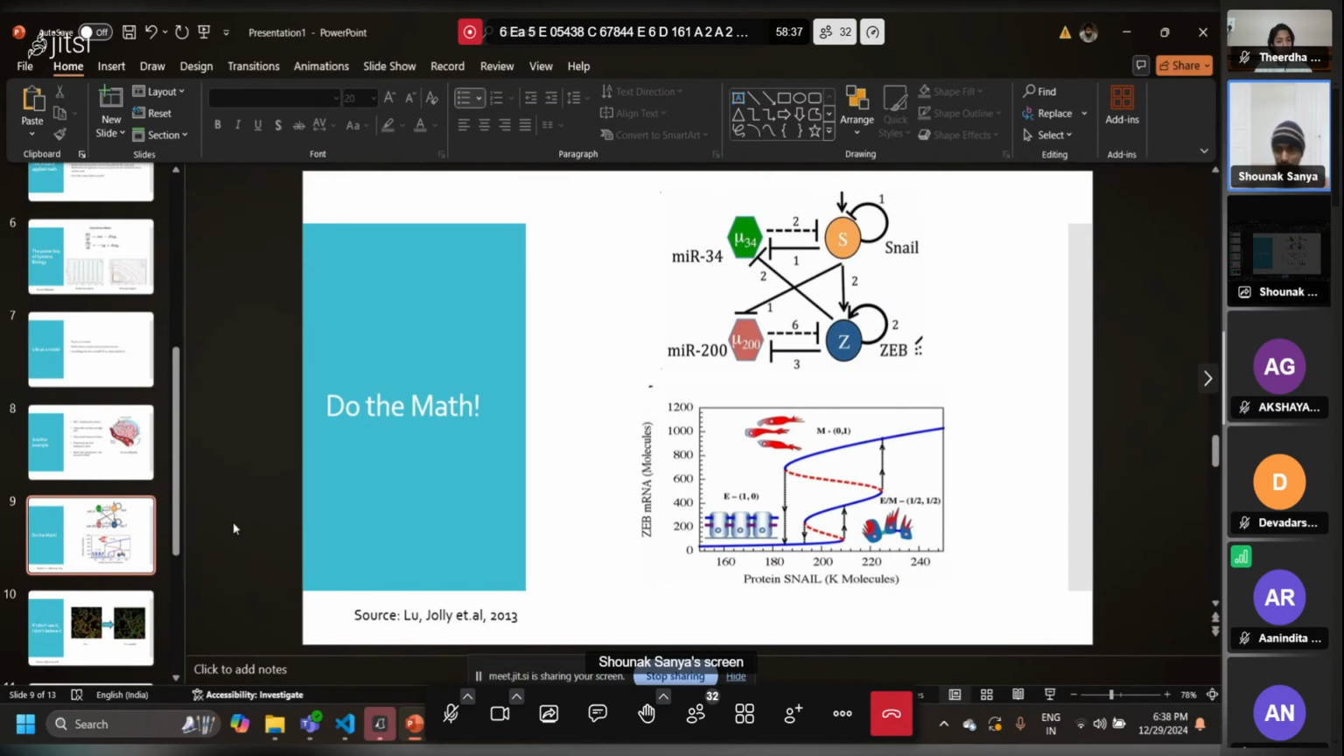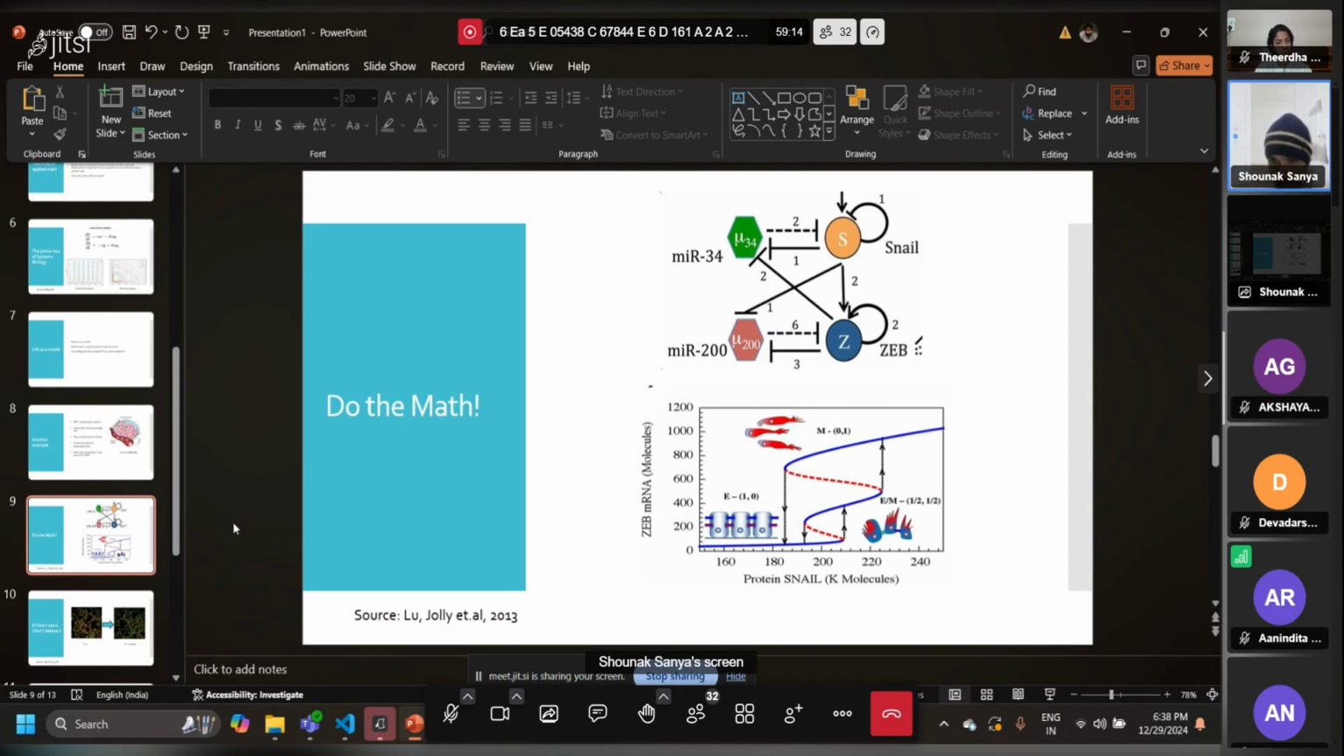And you can design a lot of differential equations, like I had mentioned before. You can do a lot of calculations. And once you're done with them, if you draw some graphs and curves, you will get something like the image on the bottom half. The image on the bottom half is basically trying to show the effect of the SNAIL and the ZEB mRNA on the state of the cell.